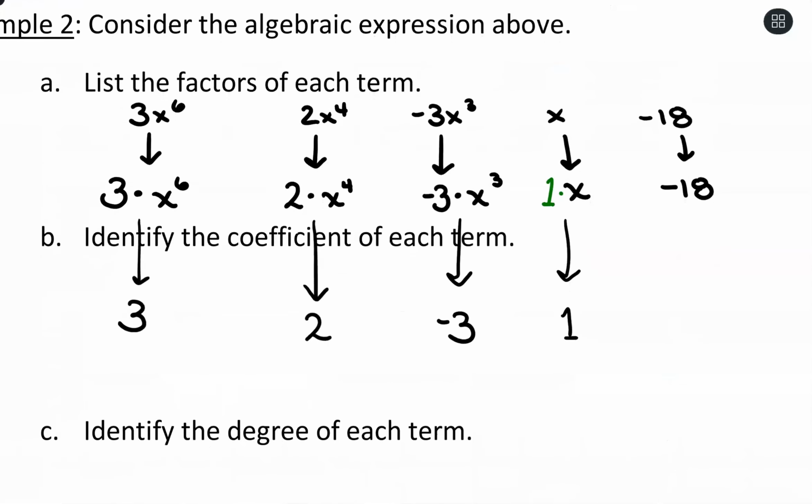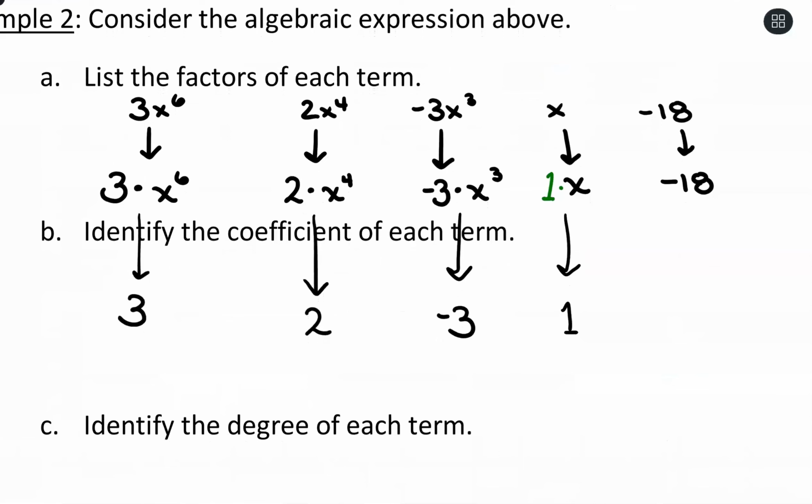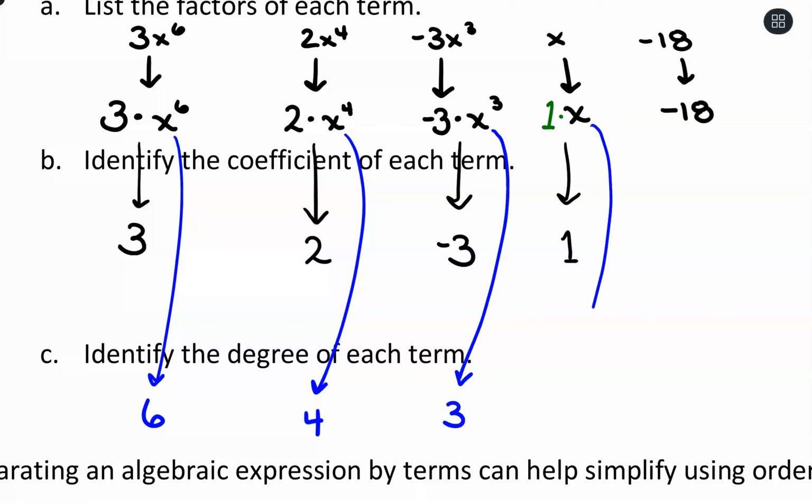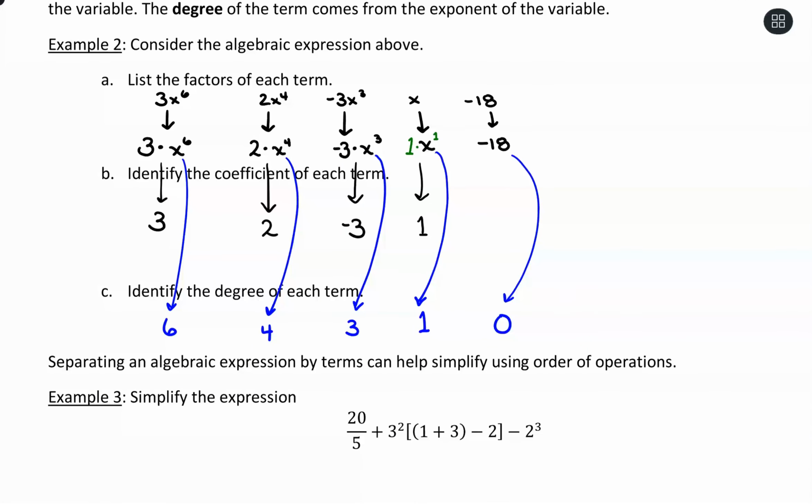Okay, identify the degree of each term. So that's going to come from our variable part and looking at the exponent. So that first term is going to have a degree of 6, degree of 4, degree of 3, degree of 1, because there is an exponent of 1 right there. And then the constant term is a little different, but it does have a degree of 0 technically. All right.